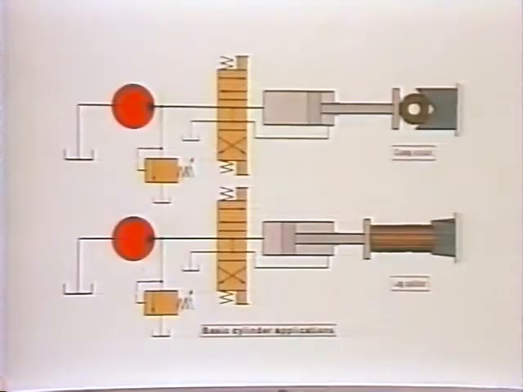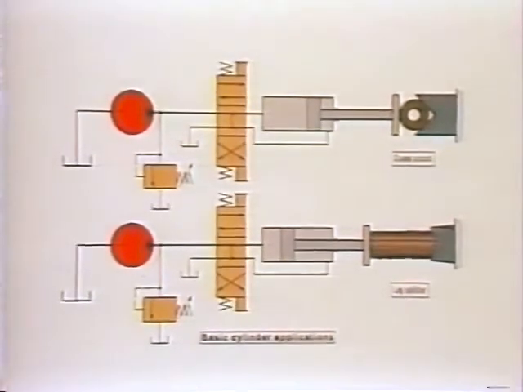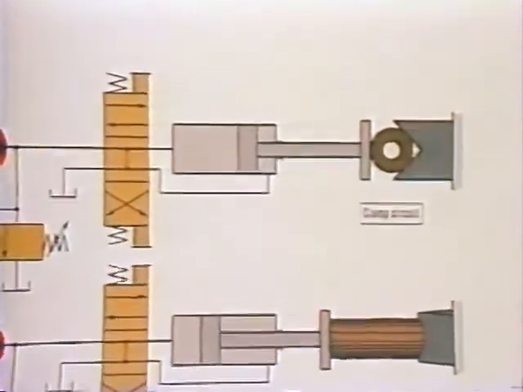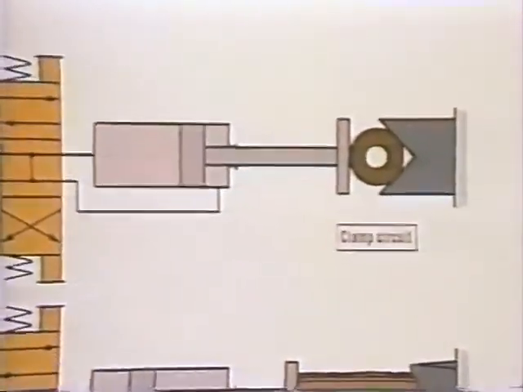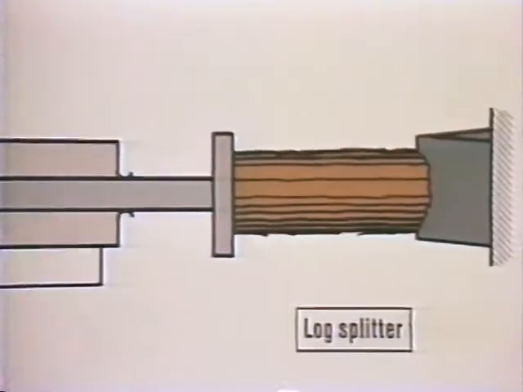Before we leave cylinders, let's take a look at some very basic applications. This shows a simple clamp circuit where the force on the cylinder is holding a piece securely while some work is being performed on it. And in this example, the force on the same cylinder pushes the log through a wedge to split it for firewood. When an application, such as a conveyor drive, chemical mixer, or injection molder, requires a rotating motion, a wide selection of hydraulic motors is available.